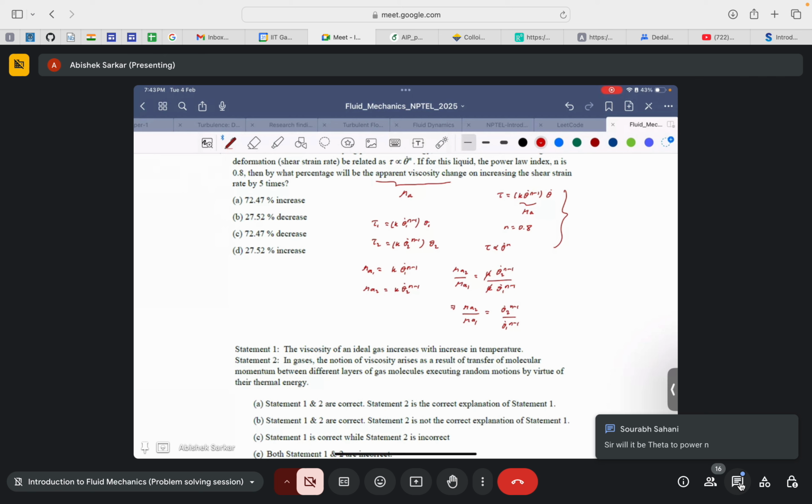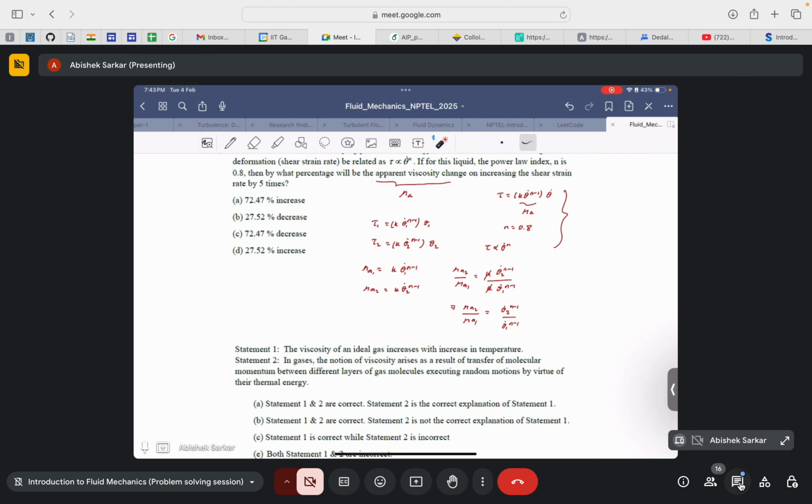Sir, will it be theta to the power n? No, no. Apparent viscosity is defined as this, right? So mu a1 would be k theta dot to the power n minus 1, and mu a2 would be k theta dot to the power n minus 1. So it would be n minus 1, and n is also given, 0.8. So can you tell what would happen? Okay, yes.